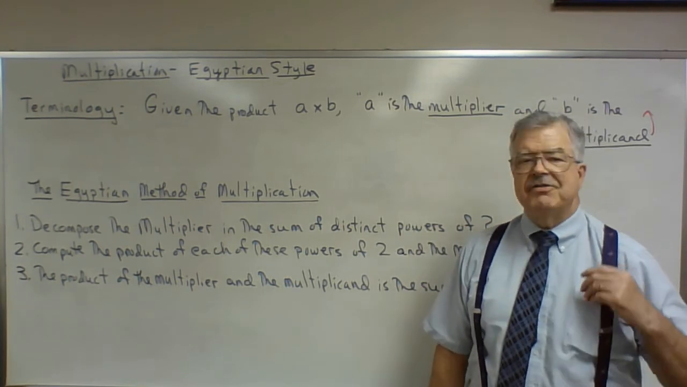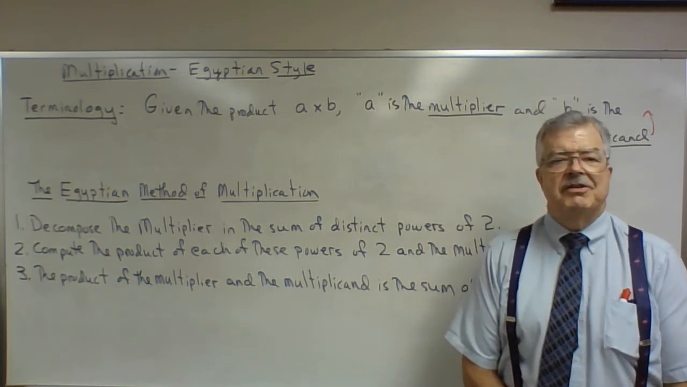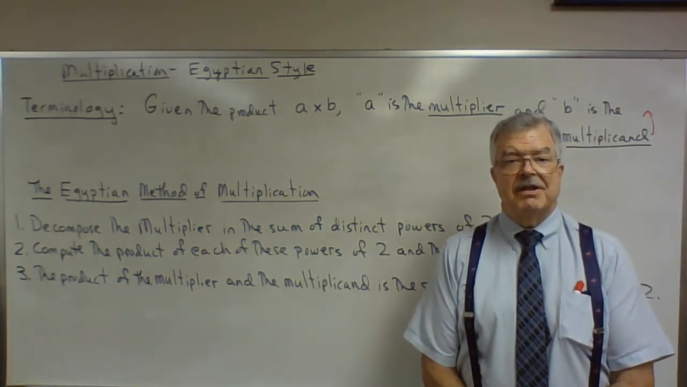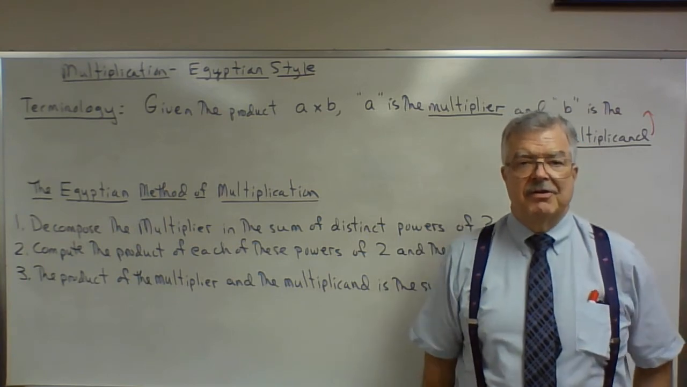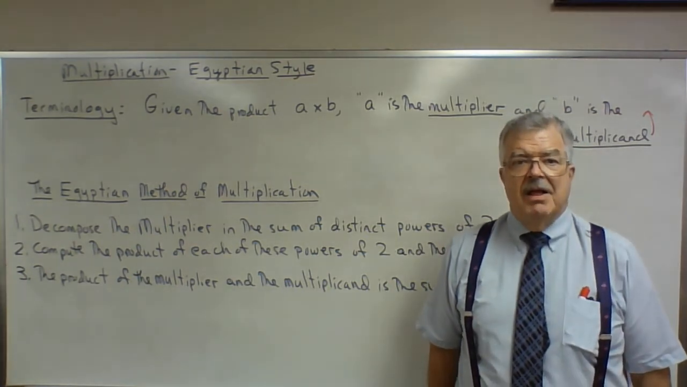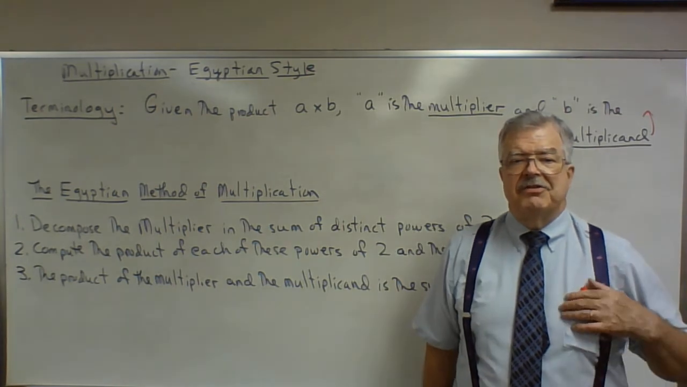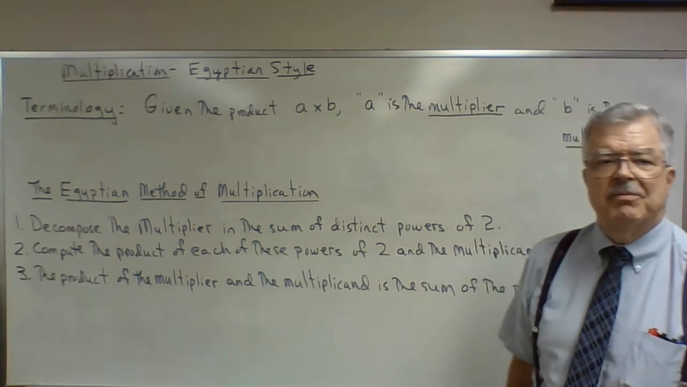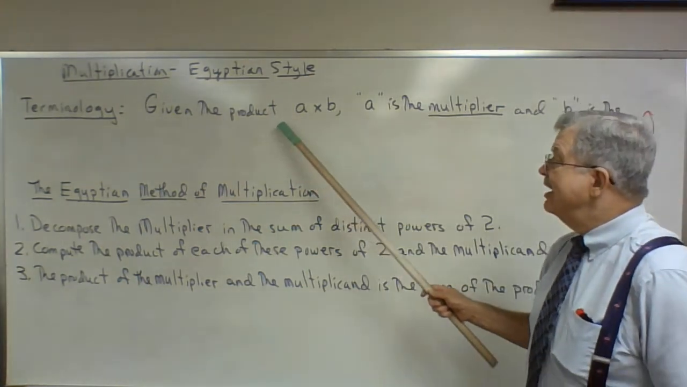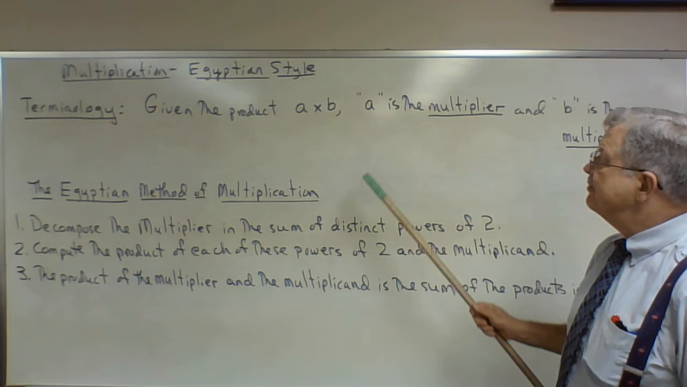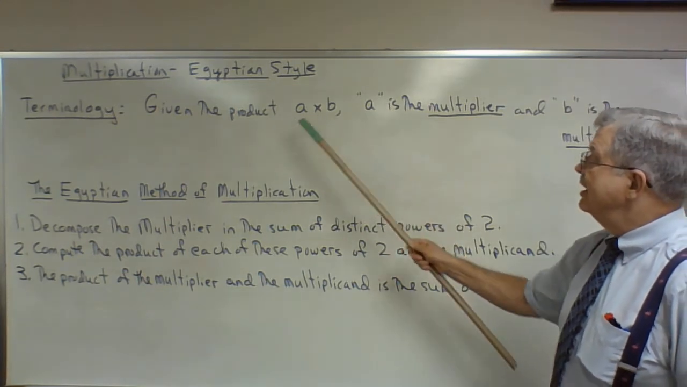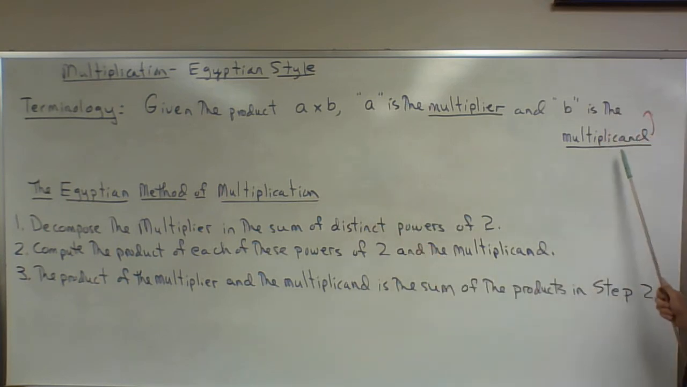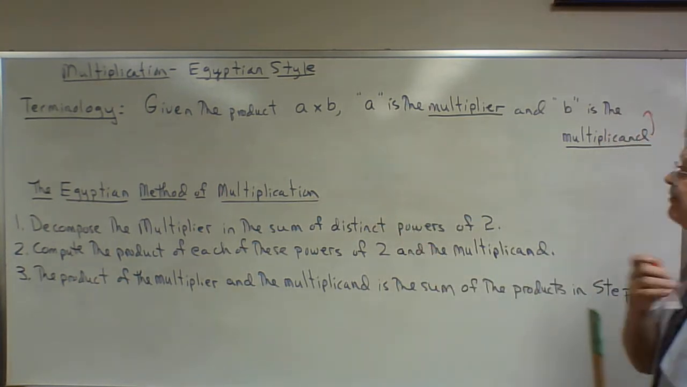I've had some requests to do some examples of multiplication Egyptian style, particularly some of the exercises on page 51. Before we actually step into an example, let's just go over some terminology. Given the product A times B, A is the multiplier, and B is the multiplicand.